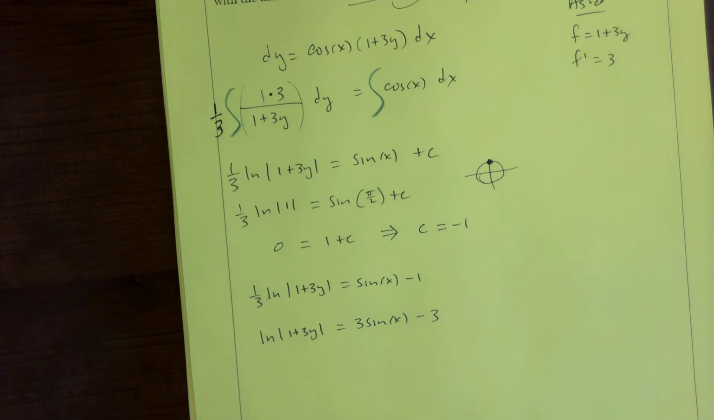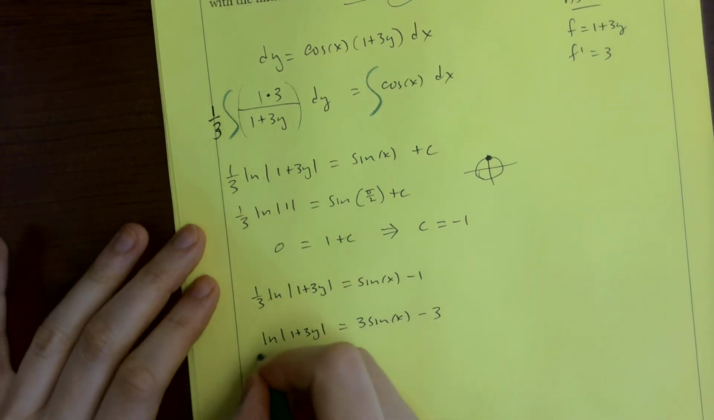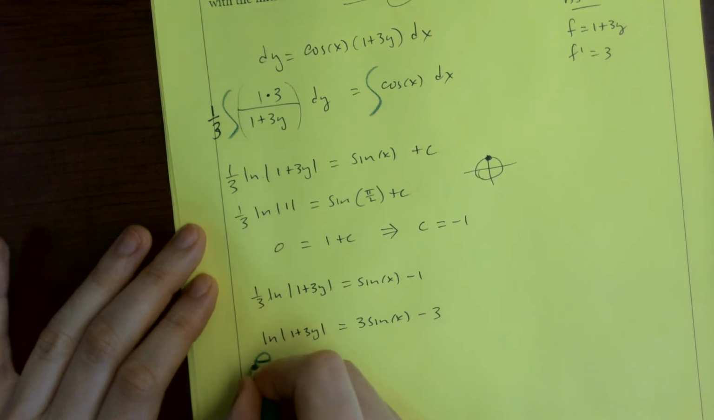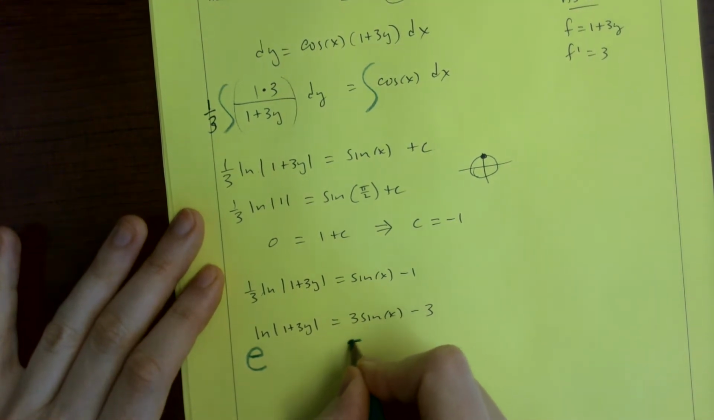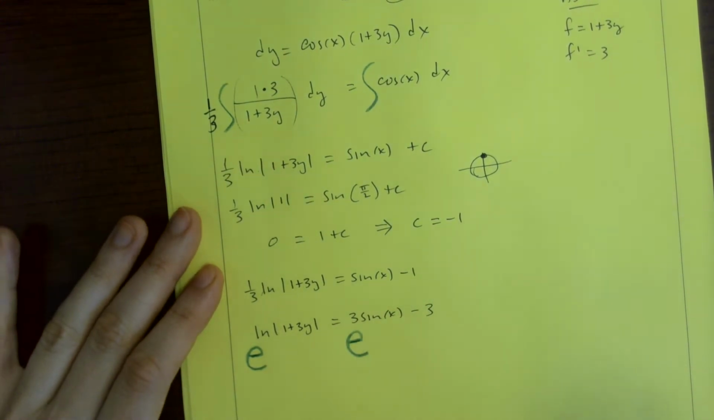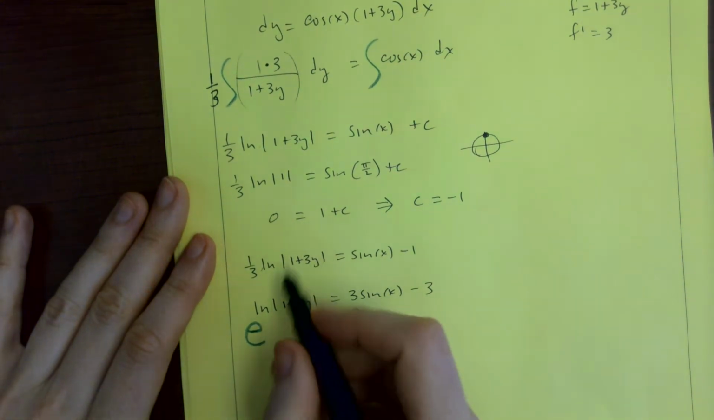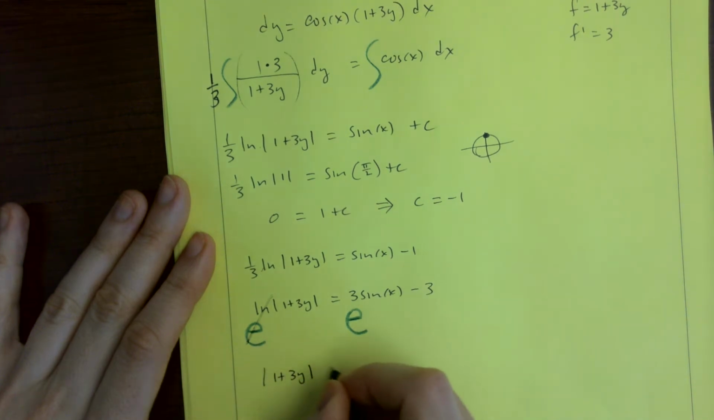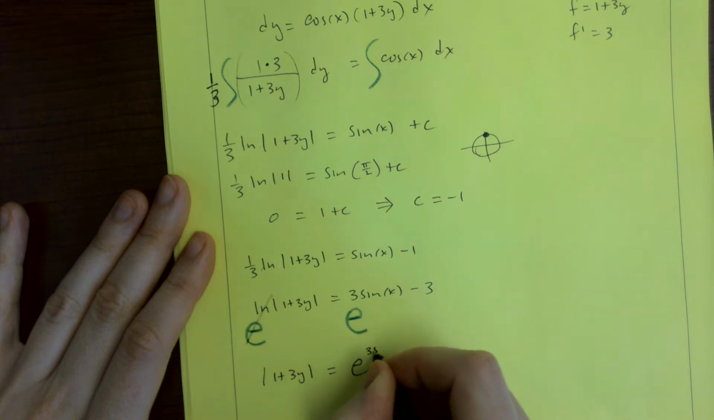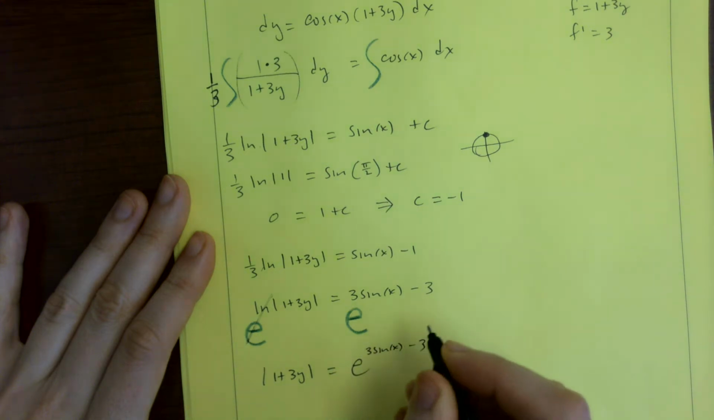Okay, now how do you cancel a natural log? You put it inside of an e function. So on both sides, I am going to, we did this last year, so not that you should remember it perfectly, but just so you know, you've done it before, so somewhere in your brain. All right, so I'm putting a base of e on both sides. On this side, these are going to cancel. So I've got absolute value of 1 plus 3y is e to the 3 sine of x minus 3.